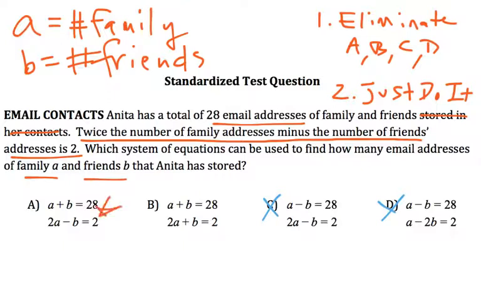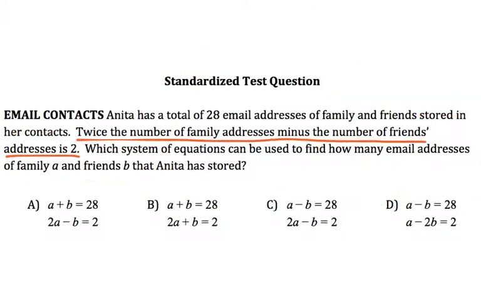And because A and B, as the multiple choice questions, match for the first equation, we'd move on to looking at the second. So then I reread this. Twice the number of family addresses minus the number of friends addresses is 2. Well, that means that we're going to subtract. So we've already eliminated these. And now, when I see this addition problem here in B, well, that's not reasonable. The only reasonable choice must be A.